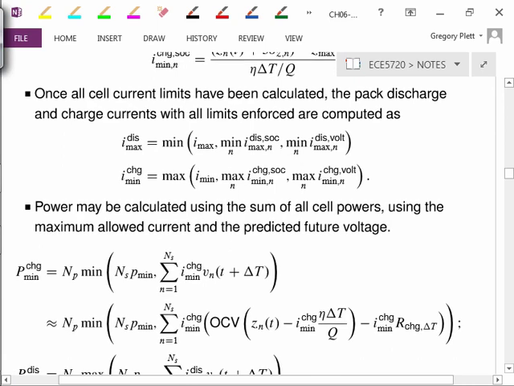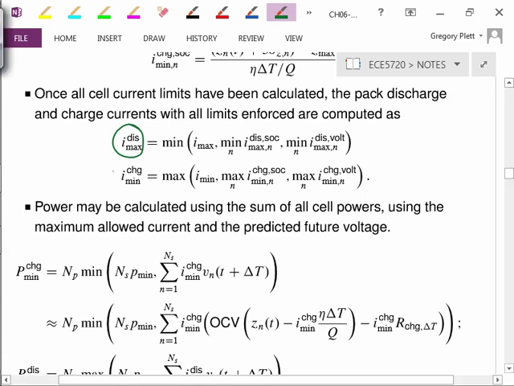Once we have computed cell current limits for voltage and for SOC, the pack currents for discharge and charge can be computed like this. So the maximum discharge current is the minimum of all the other maximums. Well, it's the minimum of all of the computations we've made, because if any of these computations is achieved exactly, that's going to exactly hit some voltage or SOC or current limit. So I want to make sure that none of them are hit, or just one at most. So I have to minimize them.